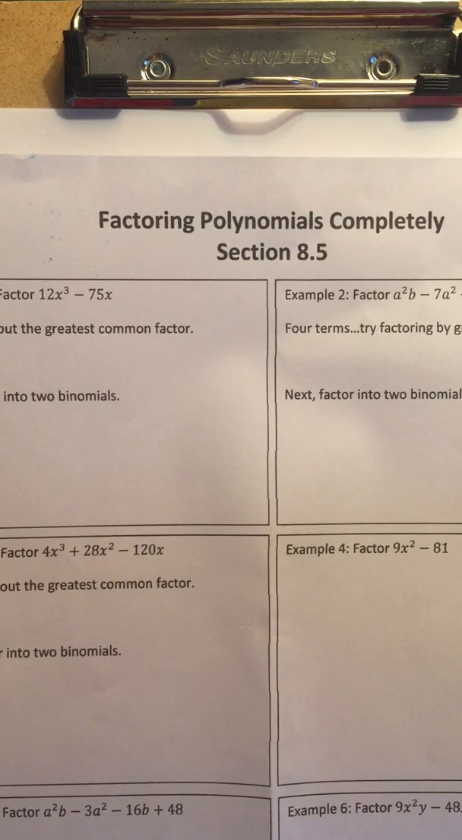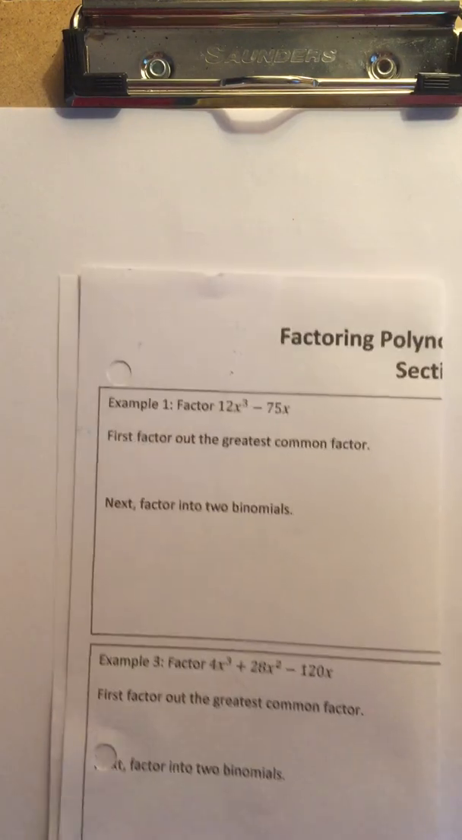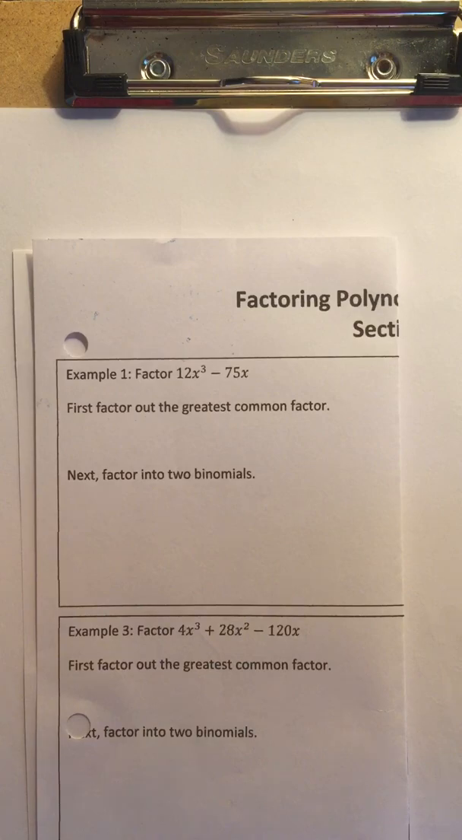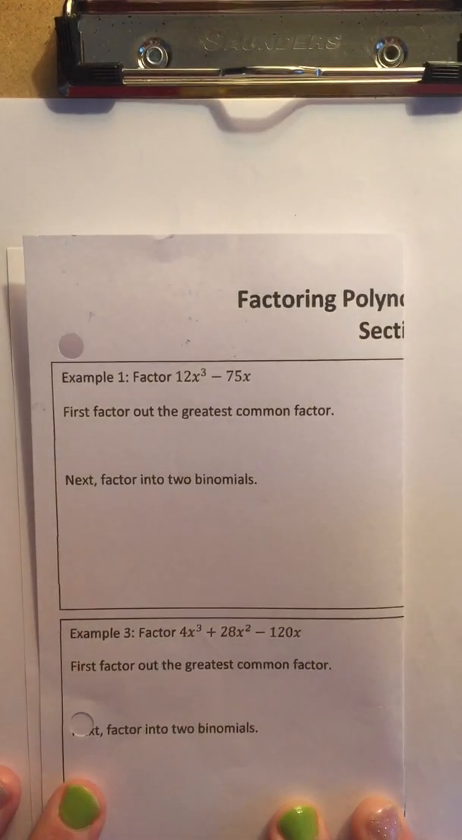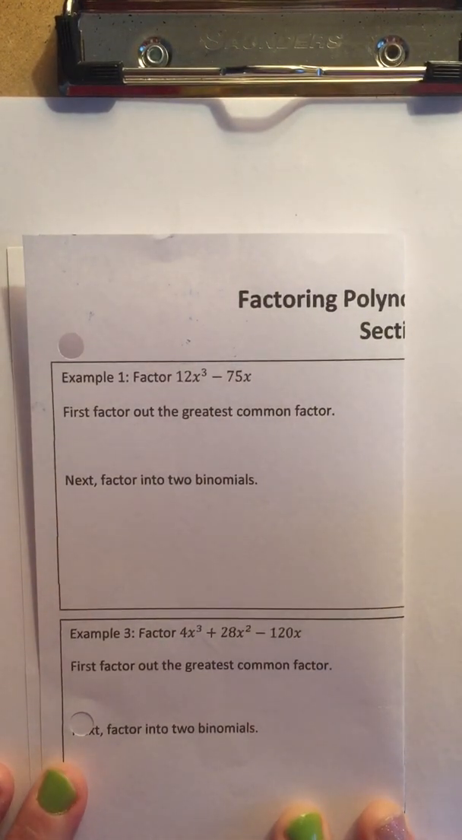These are the notes for section 8.5, factoring polynomials completely. Example 1 says to factor 12x to the third minus 75x.